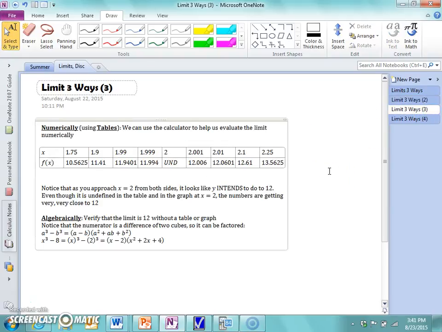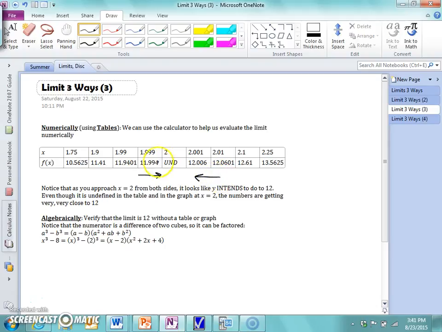Alright, so once you're done here, hopefully you did this, these are your y values. As you can see, coming from the left, coming from the right, we can really see now that the y values are very, very close to 12 exactly on both sides. So it looks like y is intending to go to 12. So even though it's undefined at 2 and it never actually reaches 12, the numbers are getting very, very close to it. So I would pause the video and write down these notes before we move on to the algebra. Let's go ahead and do that.